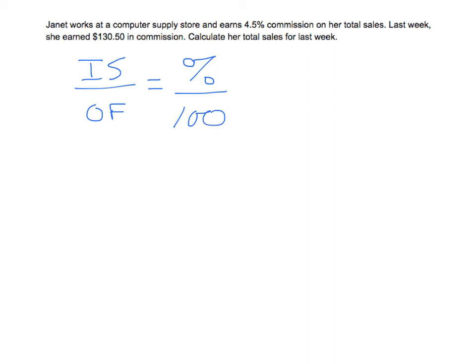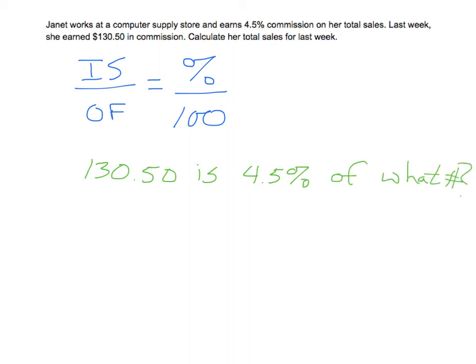So from this information above, we want to write a sentence. We're going to write a sentence. So we're going to say $130.50 is 4.5% of what number? That's what we're asking to find. So knowing this, we have to associate different values with different words.